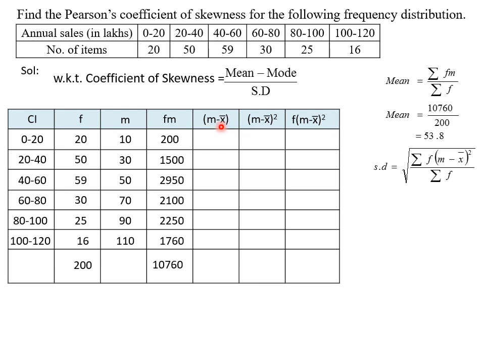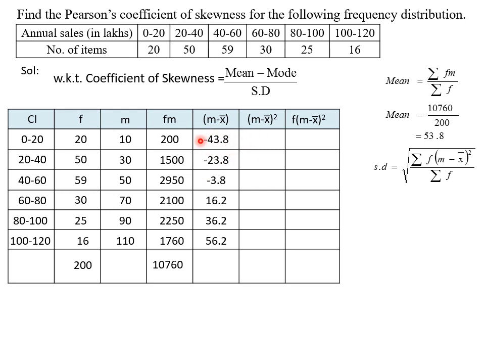Next, what do we have to do? We have to find the value of m minus x bar. How to find m minus x bar? By subtracting 53.8 from each and every value of the mid values, each and every value of m. Then 10 minus 53.8 is minus 43.8. Likewise go for the next one. So 30 minus 53.8 is minus 23.8. Then minus 3.8. Likewise calculate the remaining ones.